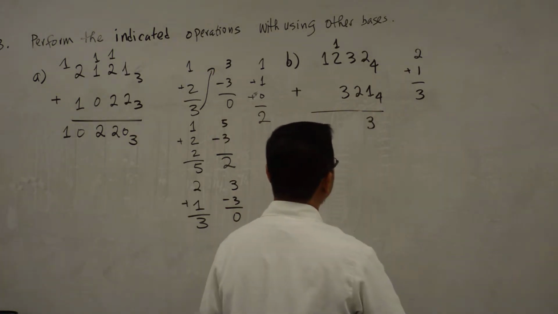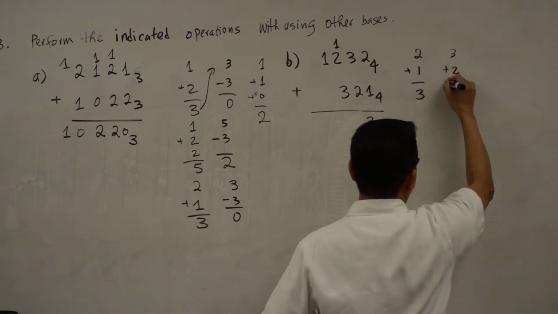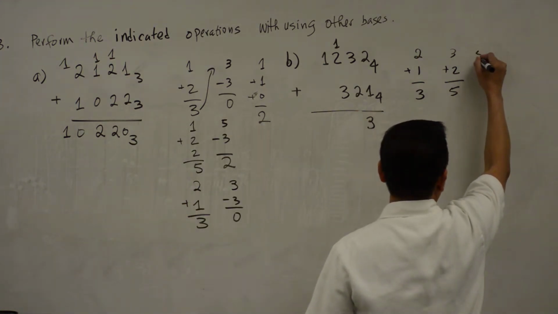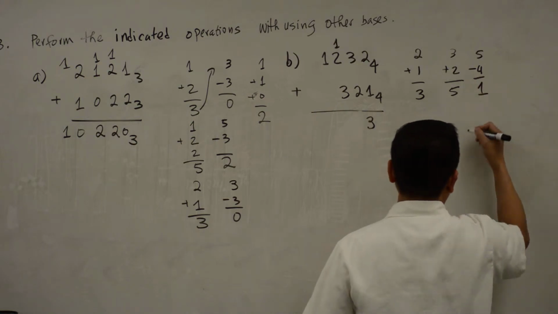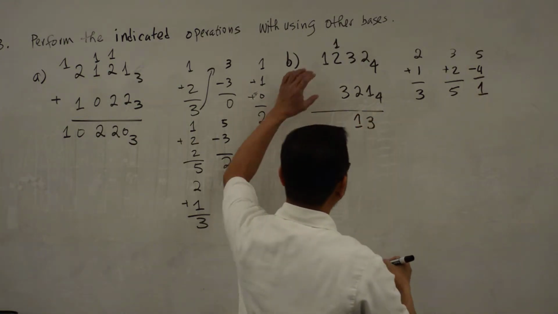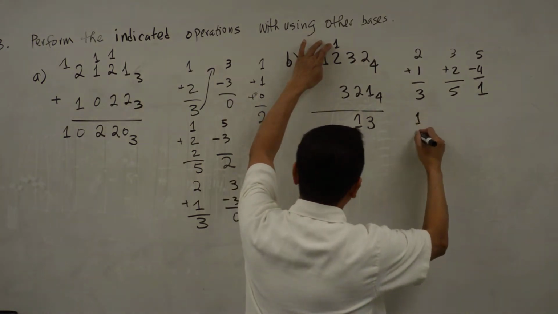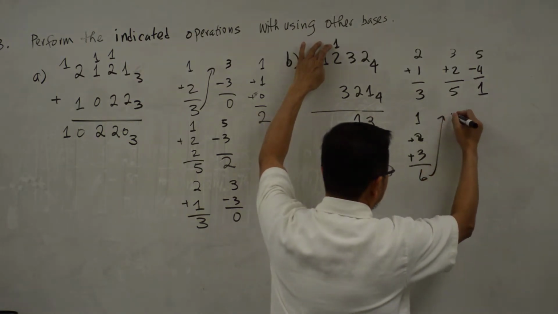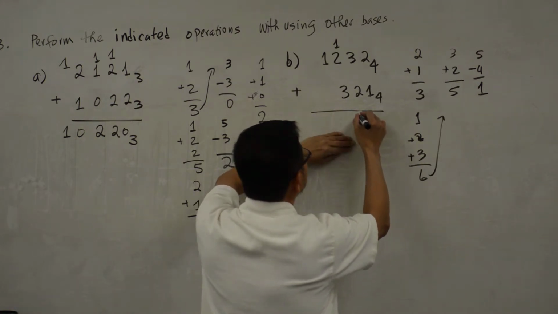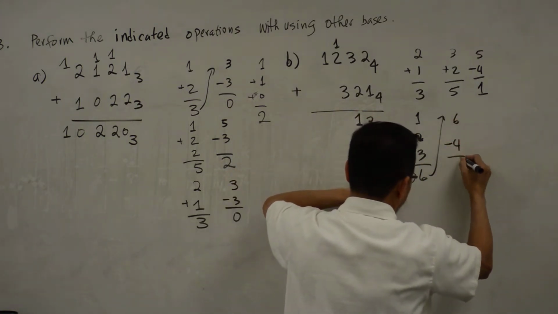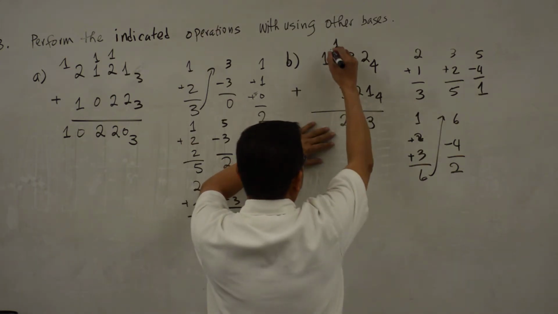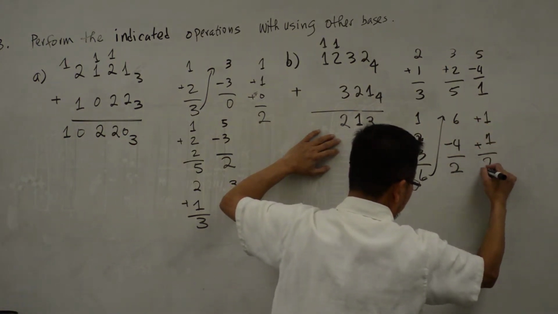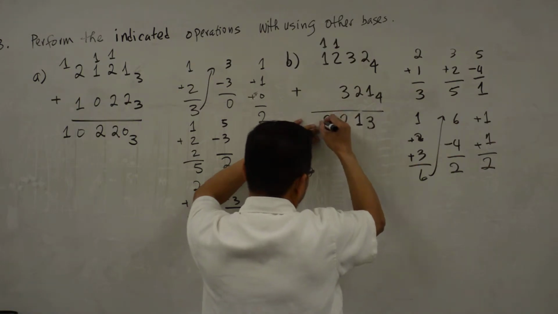So the first one is 3 plus 2, which gives you 5, but this is base 4, not base 3. Okay. So 5 minus 4 gives you 1. Then you carry one group of 4. Then we have 4 plus 2 plus 3, which gives you 6. Then 6 is above the base, so 6 minus 4 gives you 2. Then I carry one group of 4 again. So then 1 plus 1 gives you 2. 2 is less than the base. So that's the final answer.